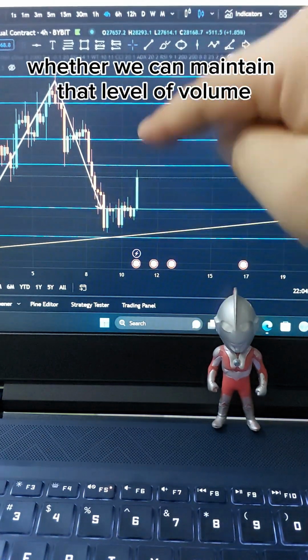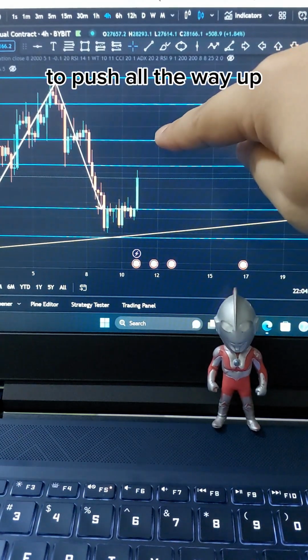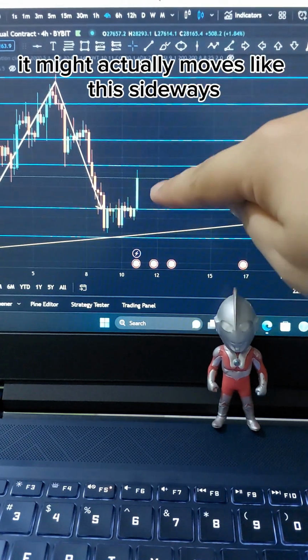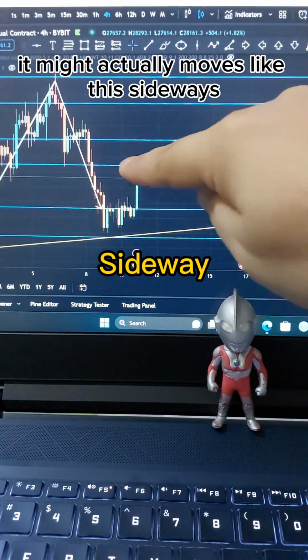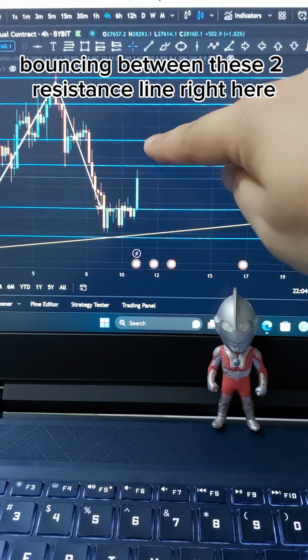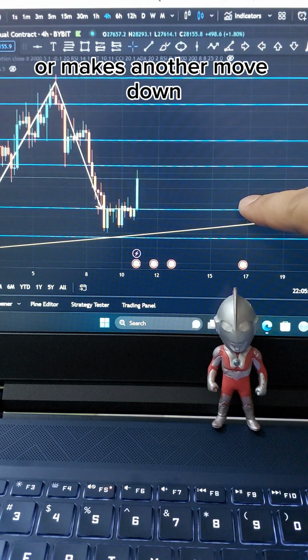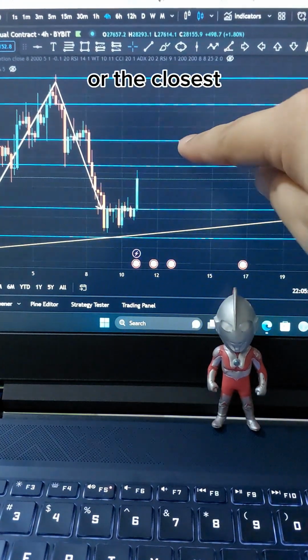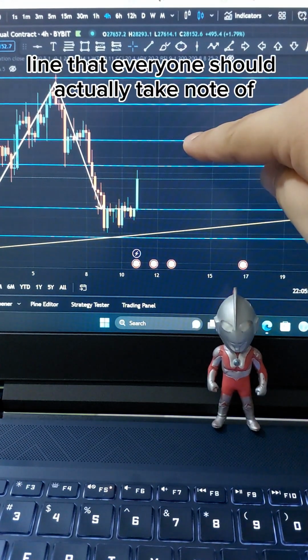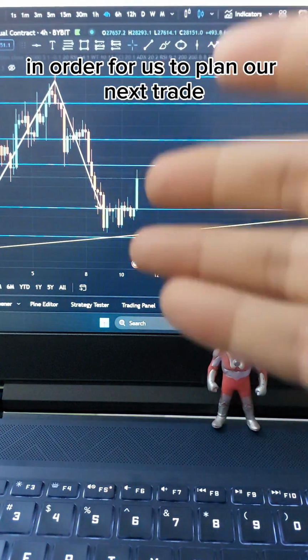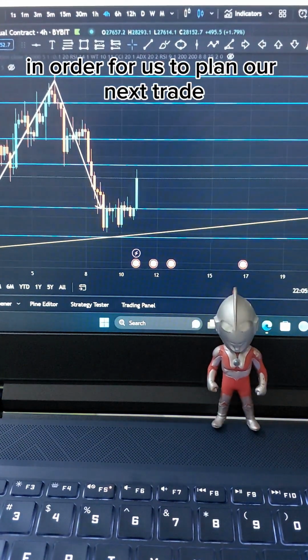I am eyeing only these two levels first, because after this, I'm not too sure whether we can maintain that level of volume to push all the way up. It might move sideways like this, bouncing between these two resistance lines before it makes another move up or another move down. These are the closest resistance lines that everyone should take note of in order to plan our next trade.